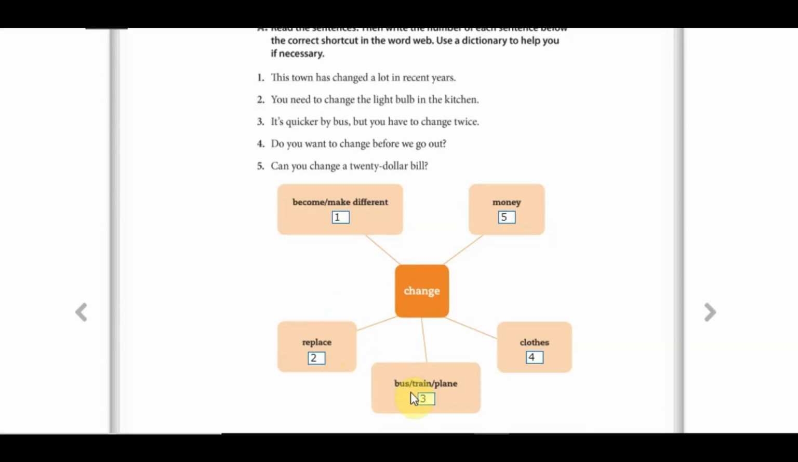And three, for bus, train and plane, is quicker by bus. This is a clue that the change intended here is the changing of a bus. And clothes here, as you can see, is related to clothes. Do you want to change before we go out? What will you change before you go out? Of course, clothes.